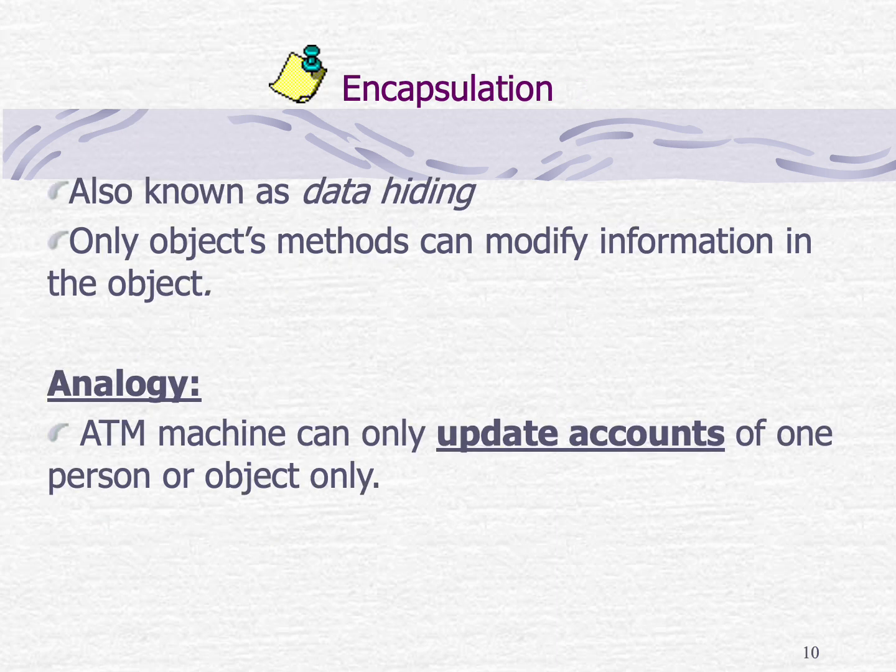Encapsulation, also known as data hiding. Only an object's methods can modify information in the object. Analogy: an ATM machine can only update the accounts of one person or object only.